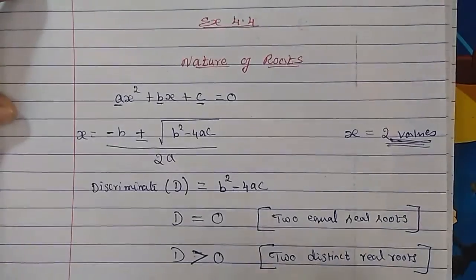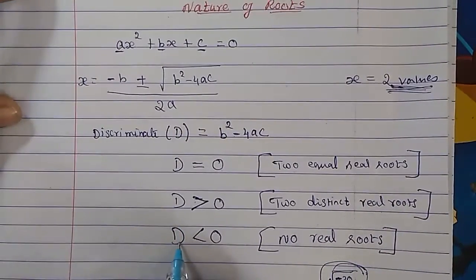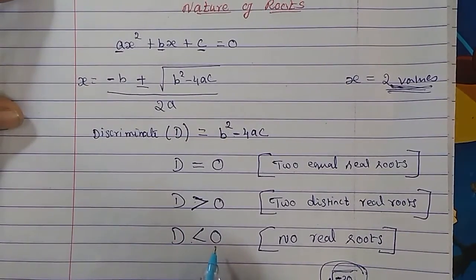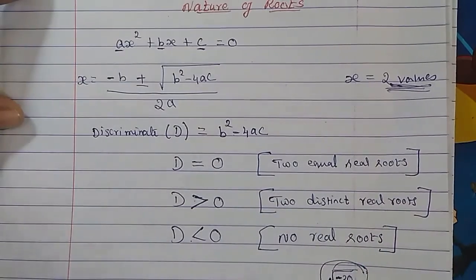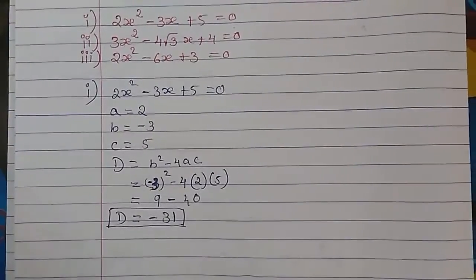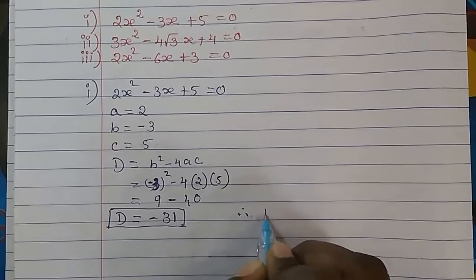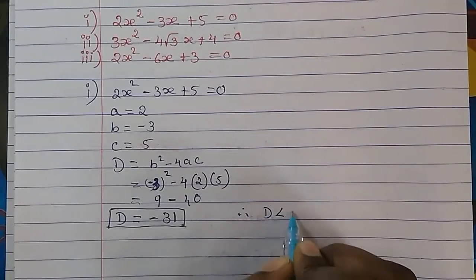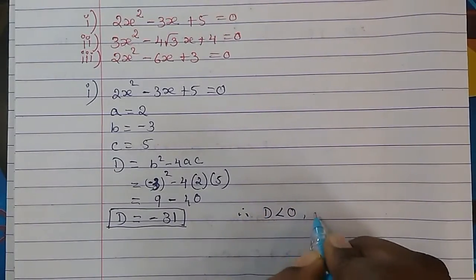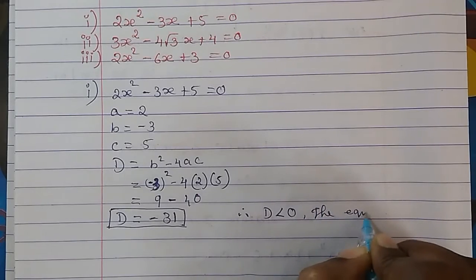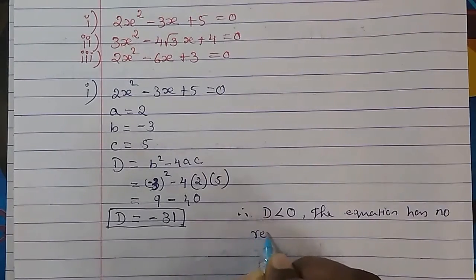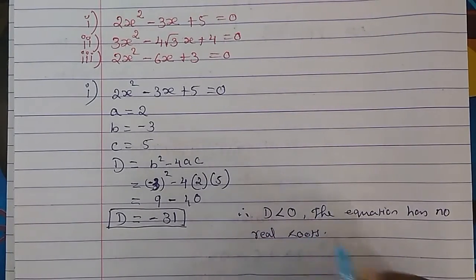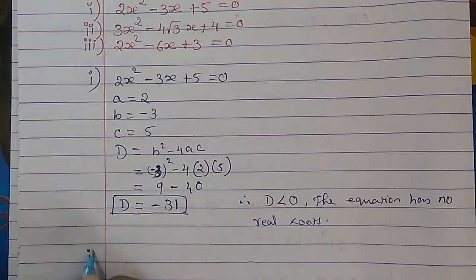And minus 31 means, I told you, if D is less than 0 it means no real roots. Minus 31 is less than 0. So therefore D is less than 0, so the equation has no real roots. Okay, now let's see the second one.